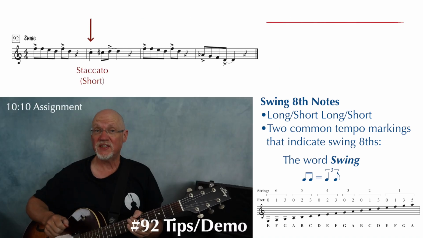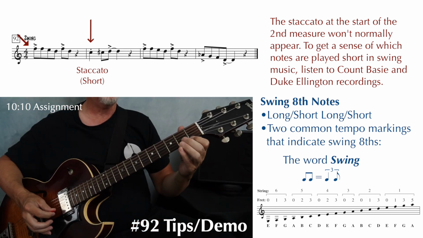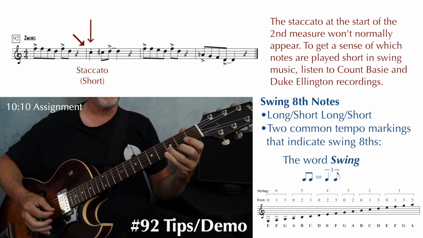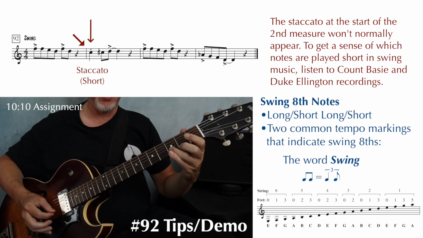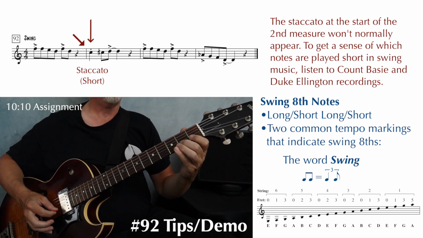Number 92, watch out for the staccato C on beat 1 of measure 2. 1 and 2 and 3 and, here's your staccato, 1, 2 and. So that measure is short beat 1 and then 2 and. Here are those two measures again. 1 and 2 and 3 and 1, 2 and.